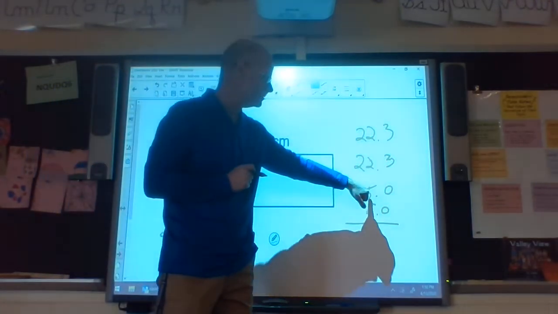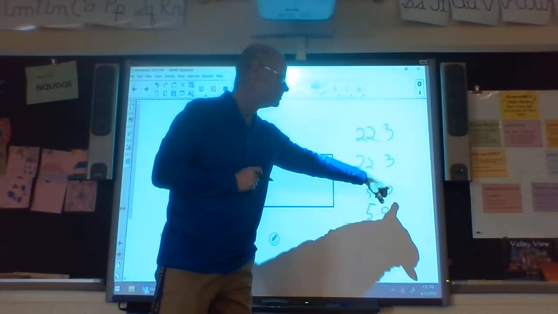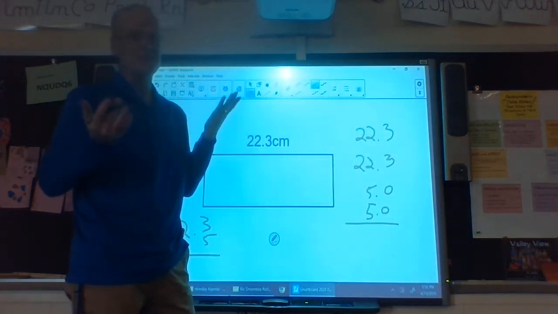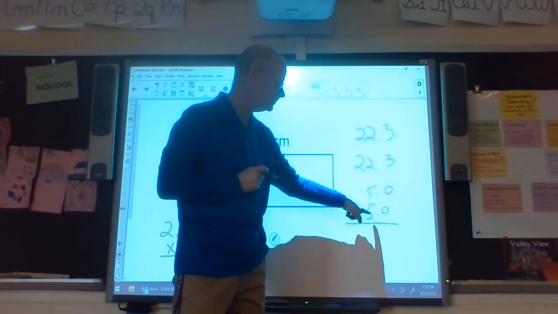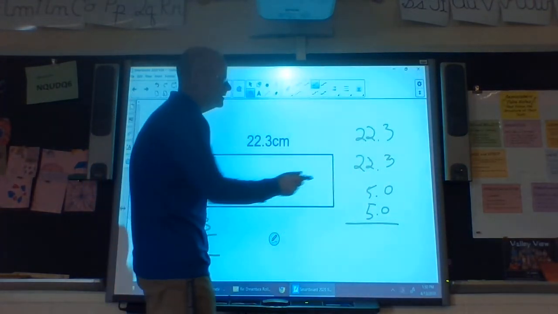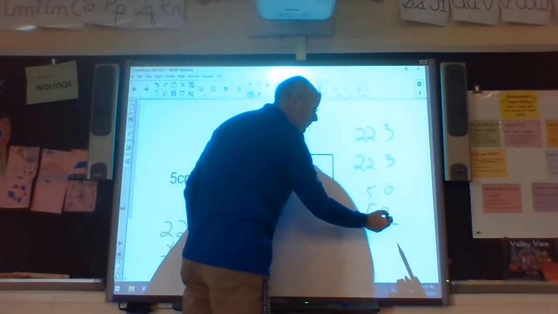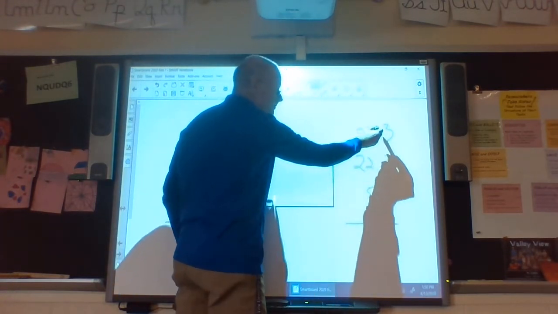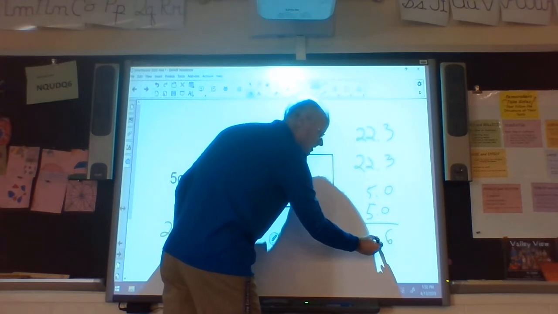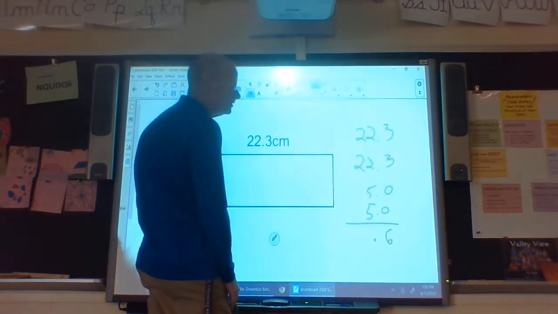Now, you might notice that I wrote down the 5 as 5.0, because 5 is exactly the same as 5.0. And it just makes it so I have a decimal point so I can line it up. So I'm going to add going down. 3 plus 3 plus 0 plus 0 is 6. And my decimal point in addition and subtraction is just going to come straight down.